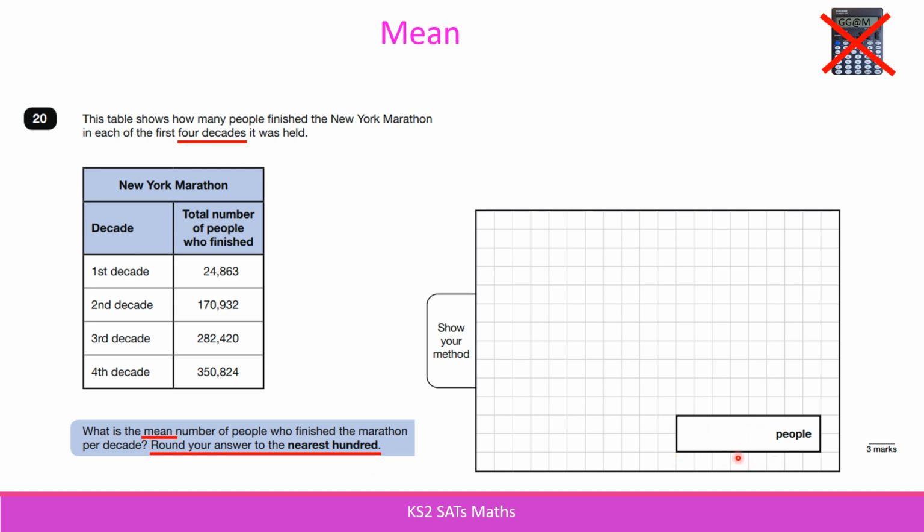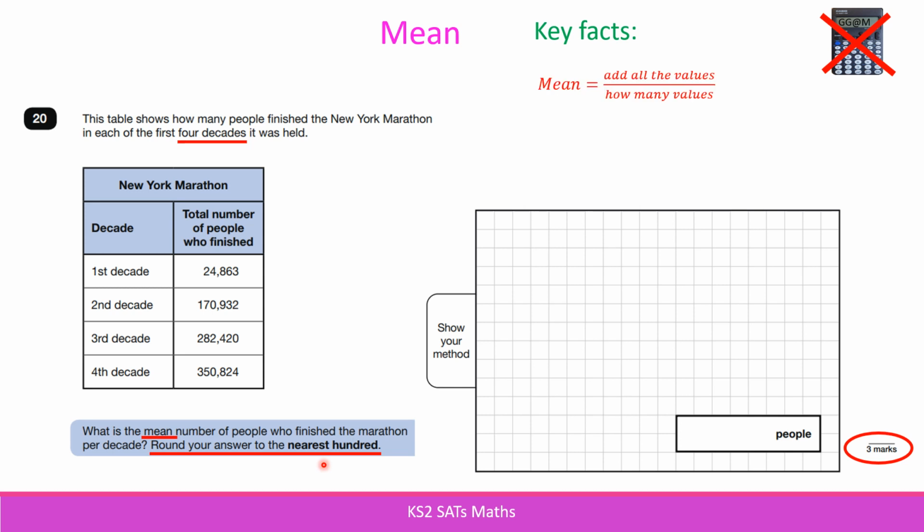Your answer needs to be written in the box here, and then this will give you 3 marks. This is worth a lot of marks in the exam, one of the biggest mark questions on the exam paper, and you need to know the method, the steps, and how to round. So there's lots of marks here.